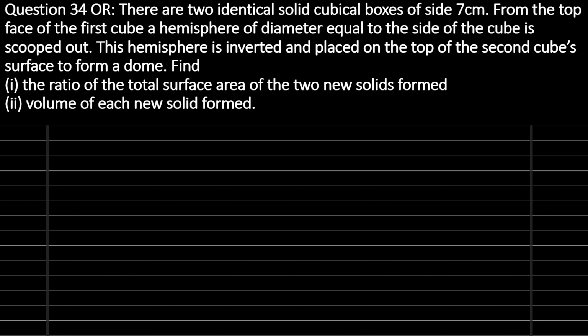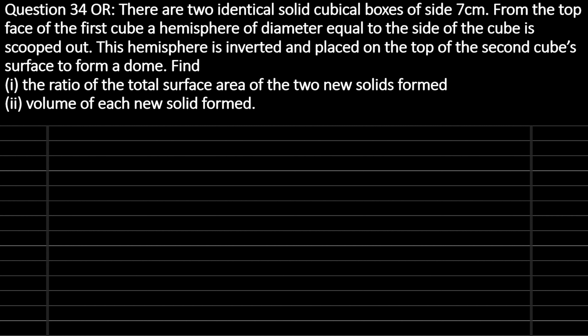This is the OR question of question number 34. It says there are two identical solid cubical boxes of side 7 cm. From the top face of the first cube, a hemisphere of diameter equal to the side of the cube is scooped out. This hemisphere is inverted and placed on the top of the second cube's surface to form a dome.